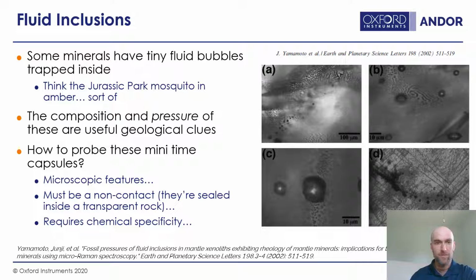So how do we probe these mini time capsules? They're microscopic, must be non-contact because they're sealed under pressure inside a transparent rock, and it requires chemical specificity. If only I knew of a method that was good for this sort of thing. And here are some images of bubbles of various inclusions of various types inside different minerals, and I encourage you to check out the field. I think it's somewhat contentious how to interpret them, but it's really interesting and it just seems impossible, which is so fascinating to me.